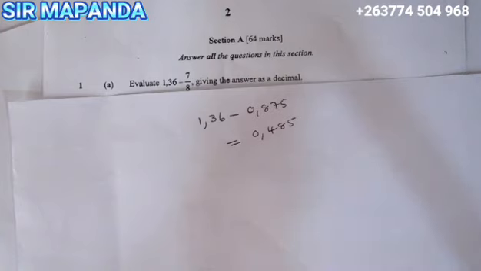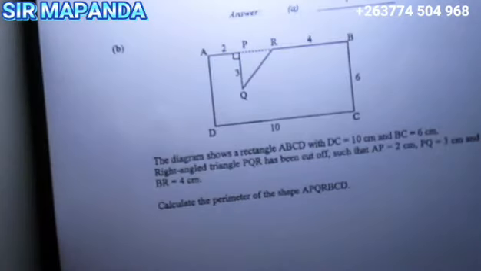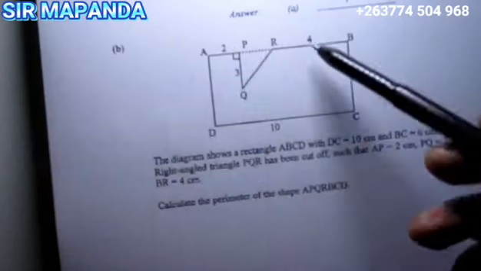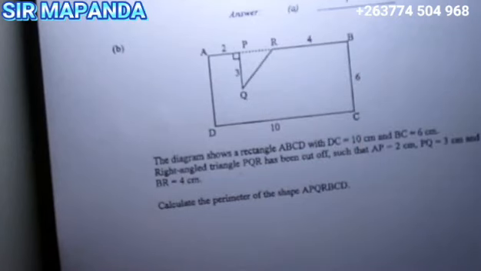Right, so let us move on to part B of the question. The diagram shows a rectangle ABCD with DC equal to 10 centimeters and BC equal to 6 centimeters. Right angle triangle PQR has been cut off from the rectangle, such that AP is equal to 2 centimeters, PQ is equal to 3, and BR is equal to 4 centimeters. Calculate the perimeter of the shape APQRBCD.